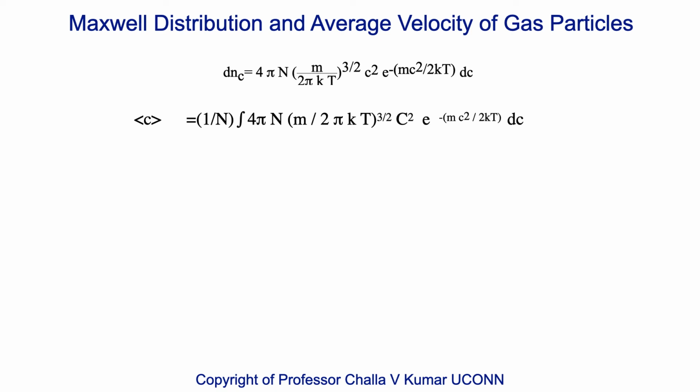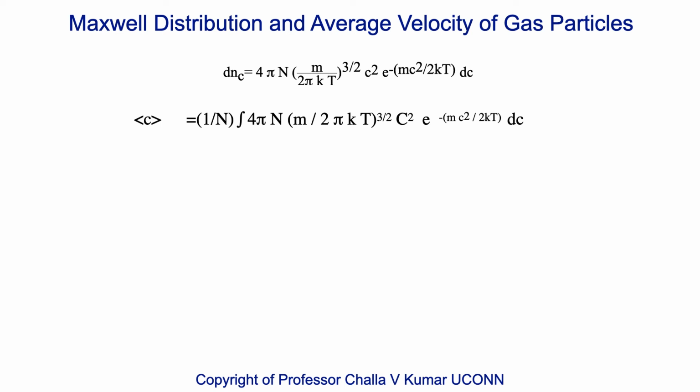You can get the average number of particles having certain velocity c, that is shown in the left hand side, and then remember, if I take dn_c and divide by N, then I get the probability. So dn_c is given, and then I'm going to divide with N. So integral 4 pi N (m over 2 pi kT) raised to power 3/2. The rest is the same. Okay, simply divide with N on both sides, right and left side.